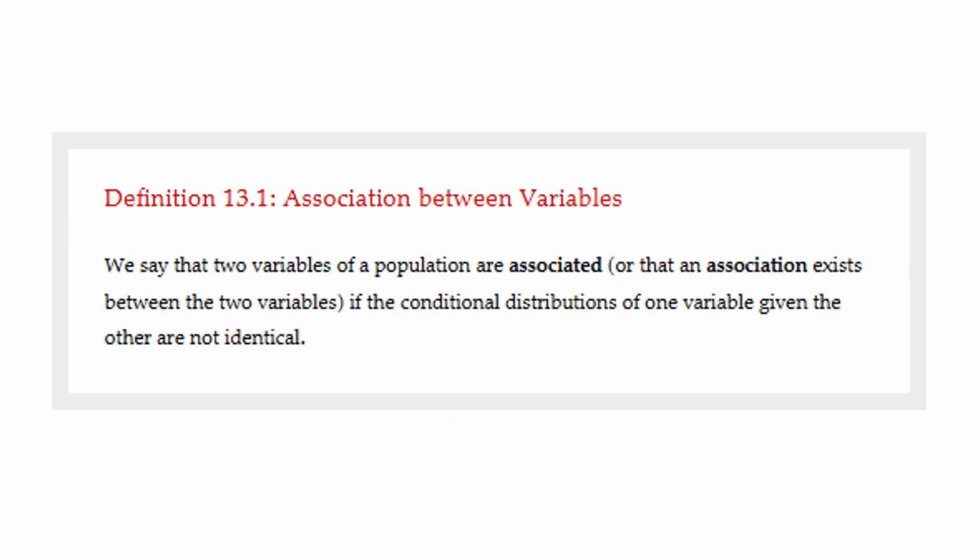And that brings me to talking about association between variables. We need to discuss that concept. So, roughly speaking, two variables of a population are associated if knowing the value of one variable will impart some sort of information about the value of the other variable. So we say that two variables of a population are associated, or that an association exists between these two variables, if the conditional distributions of one variable given the other are not identical.